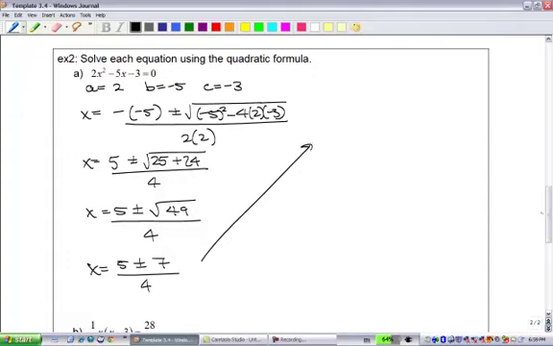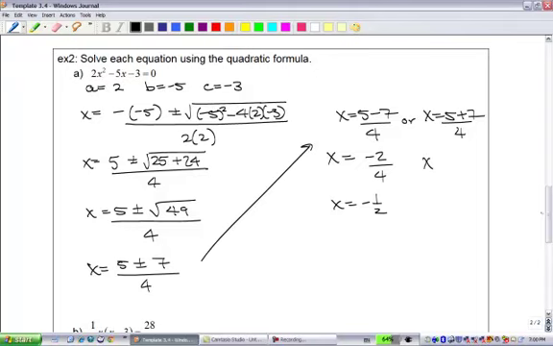And this is where we're going to maybe break it up into our two options. We have the option of x equals 5 minus 7 over 4, or 5 plus 7 over 4. And we end up with 5 minus 7 is negative 2 over 4, so that's negative a half as one solution. And we have 12 over 4, which is 3. So what you could do is you could take those answers, those roots, and plug them back into the equation, check to see if they're roots, and go from there.